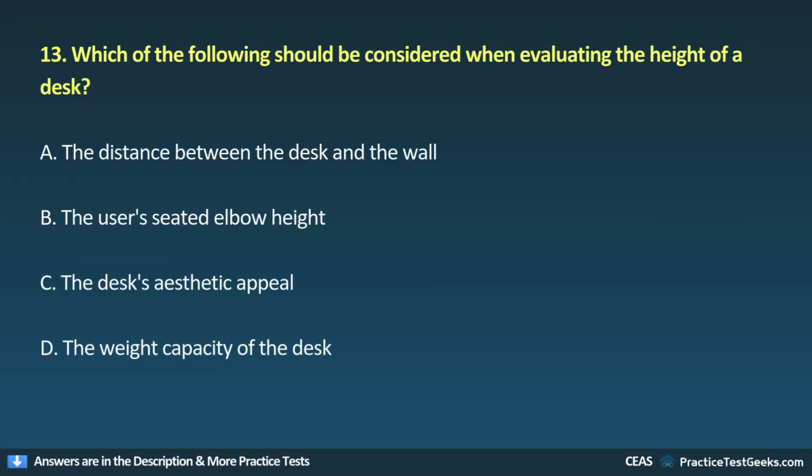13. Which of the following should be considered when evaluating the height of a desk? A. The distance between the desk and the wall. B. The user's seated elbow height. C. The desk's aesthetic appeal. D. The weight capacity of the desk.